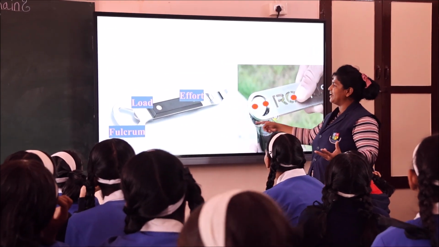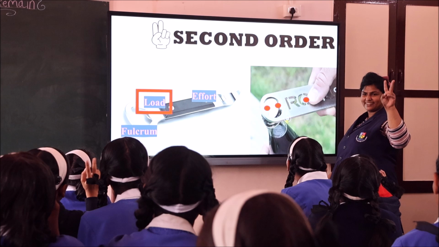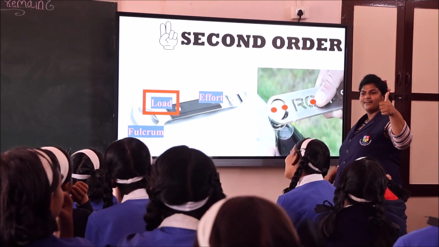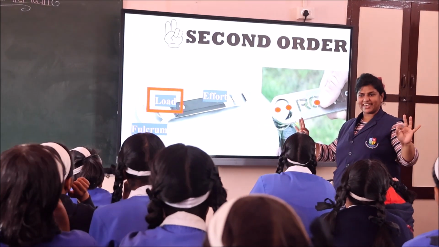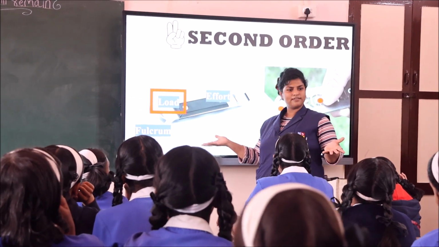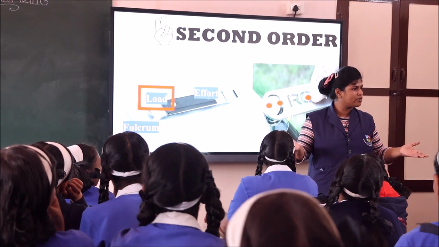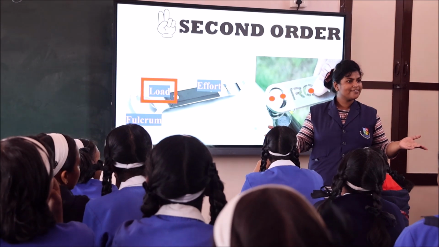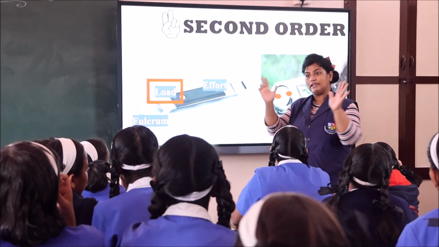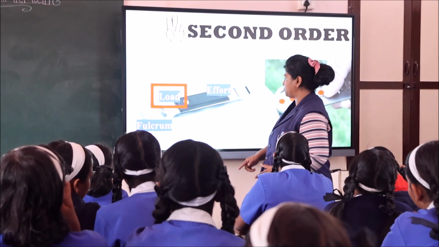Load in the center. Second order. Clear? Yes. Understood. Easy. Yes. That's it. You learned all the types of orders also. It was so easy. Now remember one thing, you may get confused.